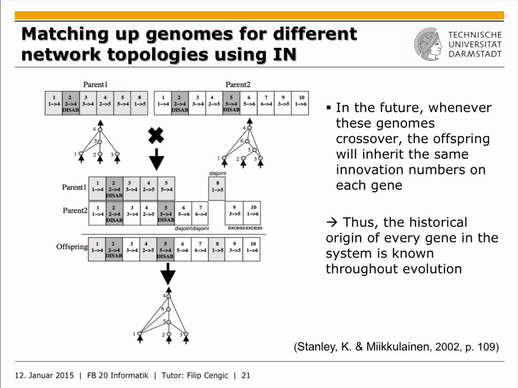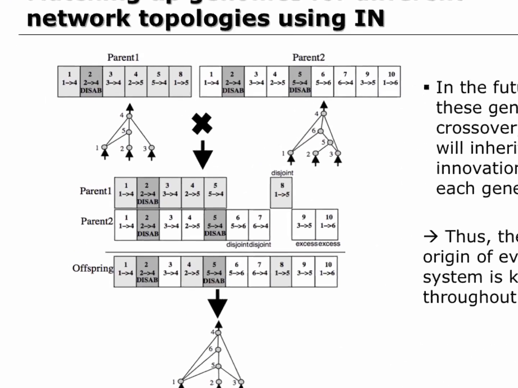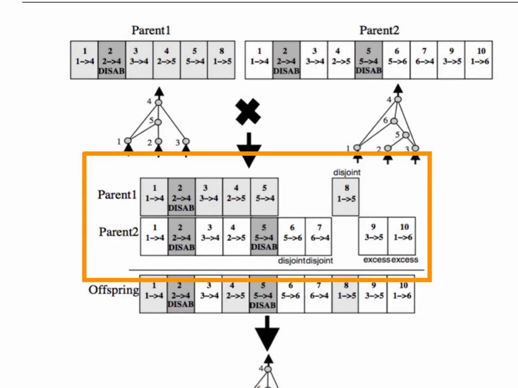Innovation numbers are never changed. Thus, the historical origin of every gene in the system is known throughout evolution. The historical markings give NEAT a powerful new capability, effectively avoiding the problem of competing conventions. When crossing over, the genes in both genomes with the same innovation number are lined up. These genes are called matching genes.